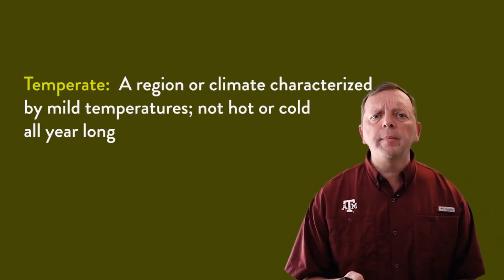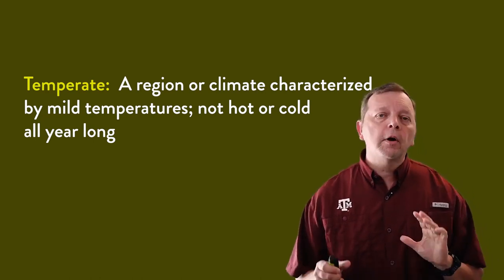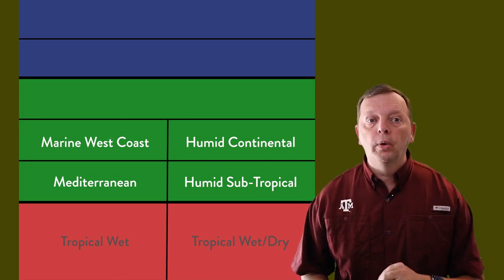Now we move into our middle or our temperate latitudes. Now, the term temperate means it has a mild climate where it is not very warm or very cold all year long. Now, there are 5 climates in the temperate latitudes, with 2 on the west coast and 2 on the east coast.